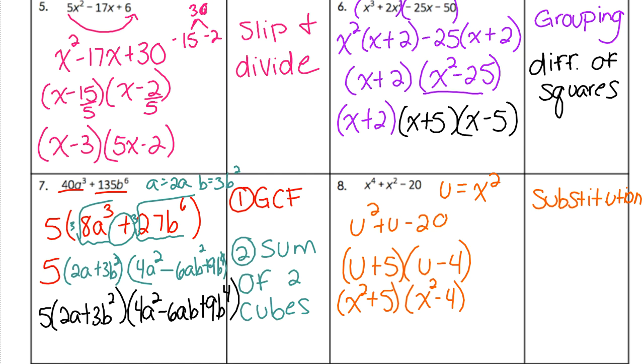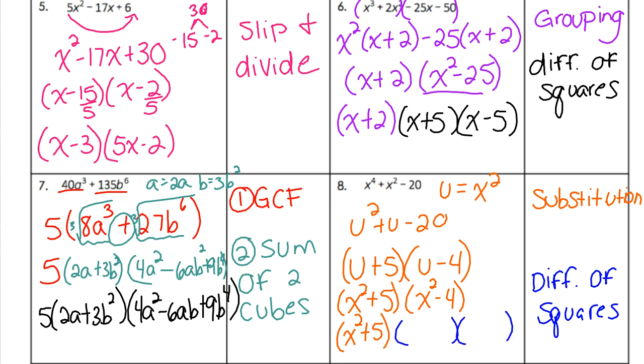And when I look at that second factor, x squared minus 4, I notice that that is a difference of squares. So I am now going to factor that one a little bit further. x squared plus 5 cannot be factored any further, so we're going to leave that alone. And then we're going to factor the x squared minus 4, and that factors as a difference of squares to x plus 2 and x minus 2.